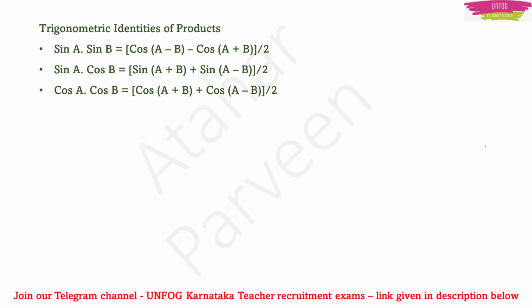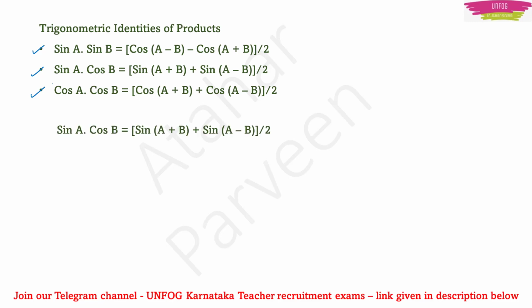Next, we will talk about trigonometric identities of products. Sin A sin B is equal to cos A minus B minus cos A plus B, whole divided by 2. Or sin A into cos B is sin A plus B plus sin A minus B, whole divided by 2. Or cos A cos B is cos A plus B plus cos A minus B, whole divided by 2. We can also prove it.